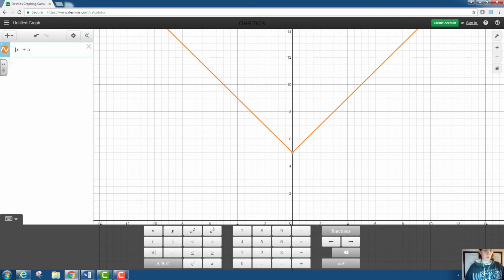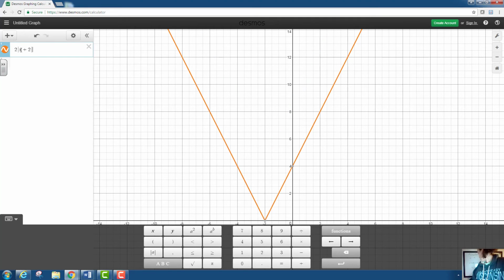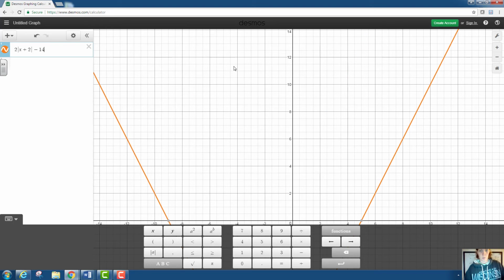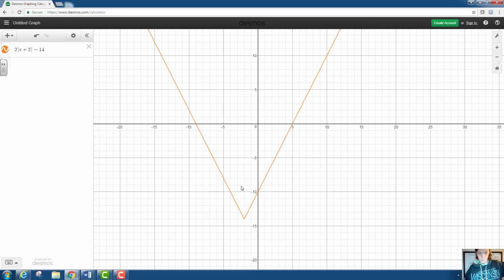And then the last one we did, we had 2 in front, and then x plus 2 in the absolute value, and then minus 14. Okay, so that one was moved around a little more than just up and down. It looks like it became steeper. It got moved to the left and down, and notice my intercepts are 5, 0, and negative 9, 0, which were the answers we had gotten.